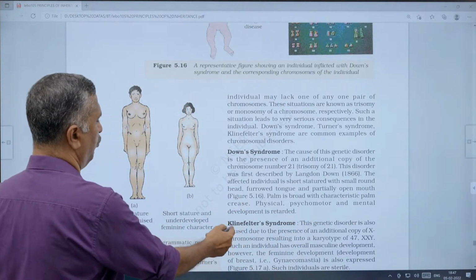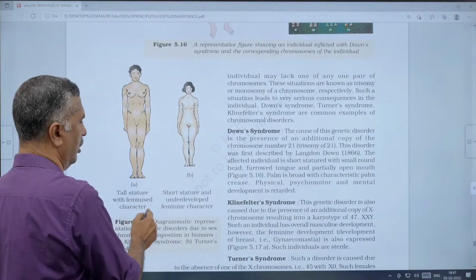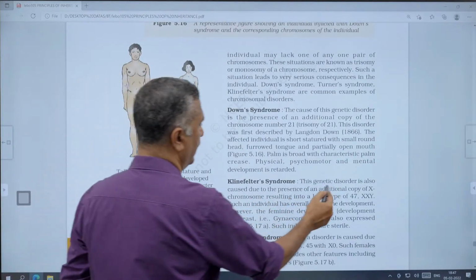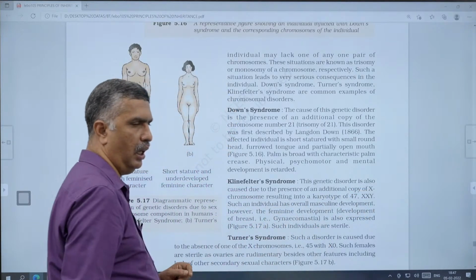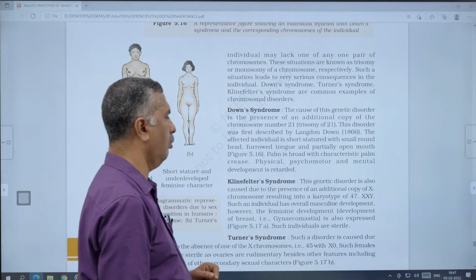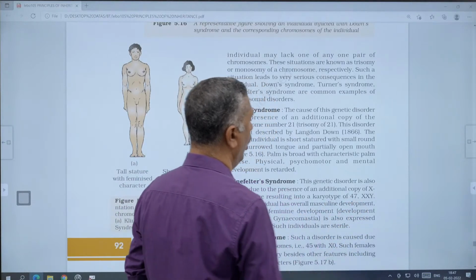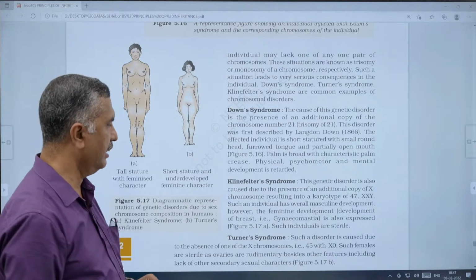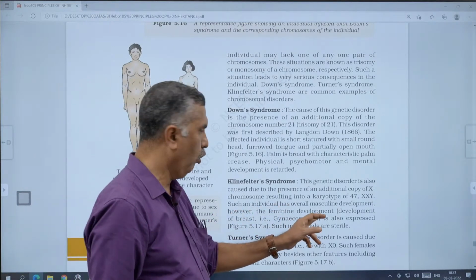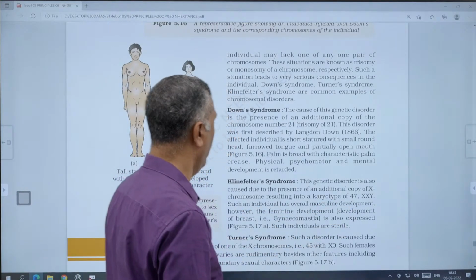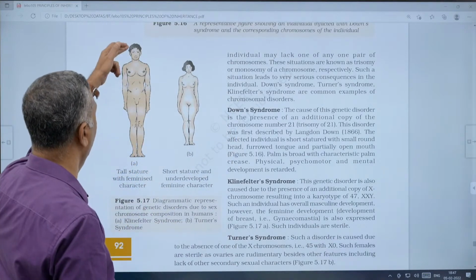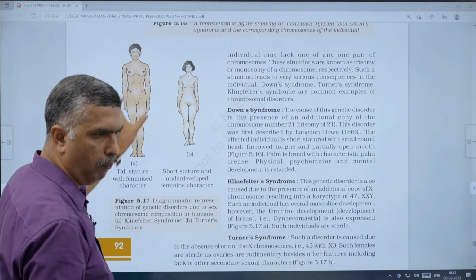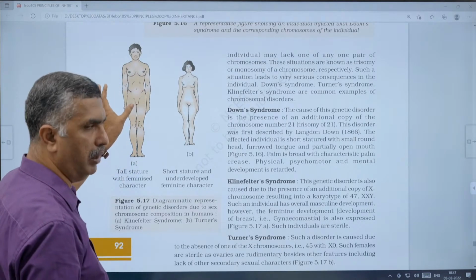The second one is Klinefelter syndrome. This genetic disorder is caused by the presence of an additional copy of the X chromosome, resulting in a karyotype of 47, XXY. Such an individual has an overall masculine development.